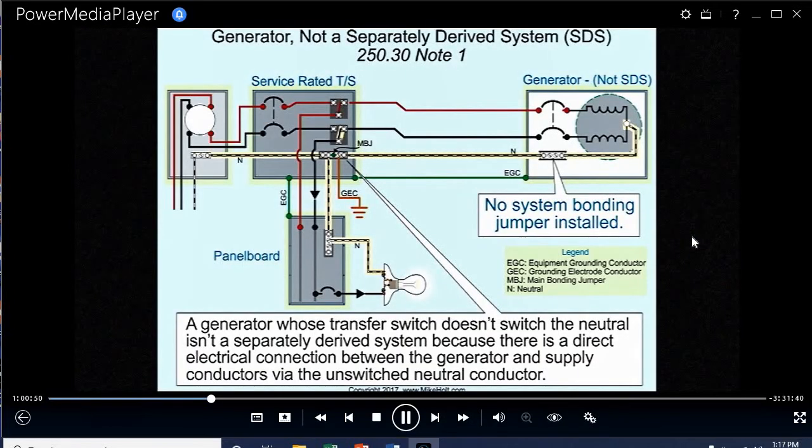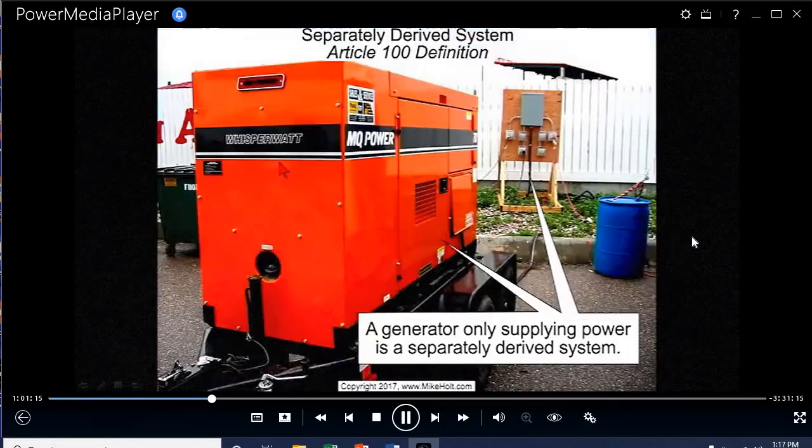Here's another one now. This is probably 90% of most applications. And that is the generator goes to the transfer switch. This is a service-rated transfer switch. And there is a neutral from the generator brought to the transfer switch, and there's a neutral from the service being brought to the transfer switch. And we can see that the neutrals are interconnected, the same color. So therefore, it doesn't meet the definition.